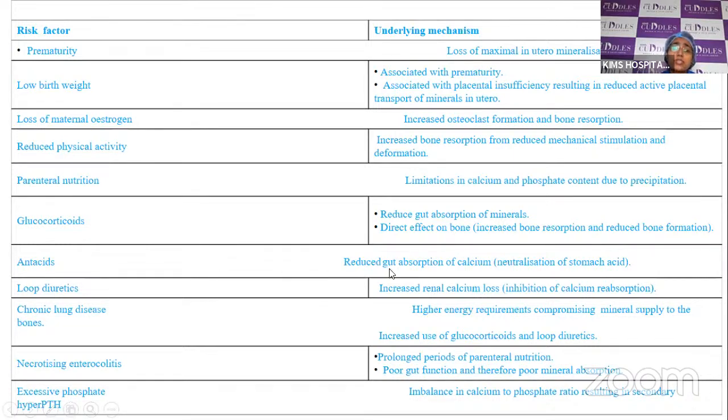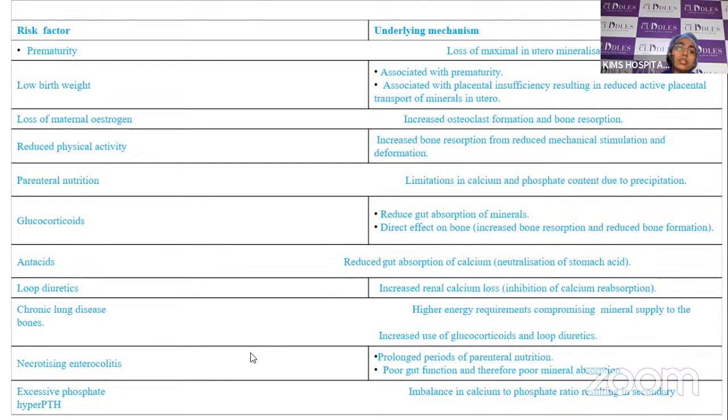Antacids reduce the gut absorption of calcium due to neutralization of stomach acid. So acidic pH is essential for calcium absorption. If the acidic pH is lost, then calcium absorption will be impaired. Loop diuretics have a direct effect, that is increased renal calcium loss. In chronic lung diseases, higher energy requirements will be there. In chronic lung disease, we use diuretics and glucocorticoids, which in turn also have an additive effect.